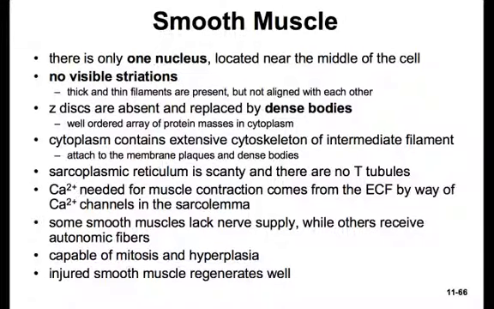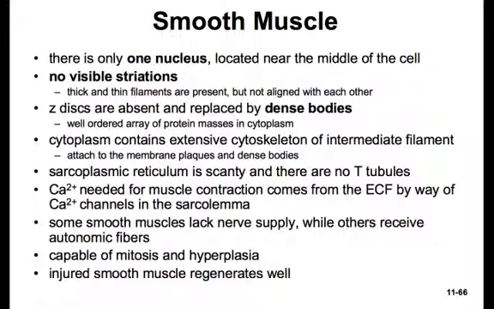In smooth muscle, there's also only one nucleus, and it's located near the middle of the cell. There are no visible striations in smooth muscle. However, they do still have the thick and thin filaments that we see in skeletal muscle, but they're not aligned with each other in an organization like the sarcomere. They have no Z discs.